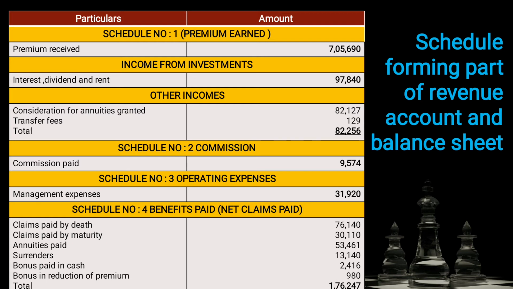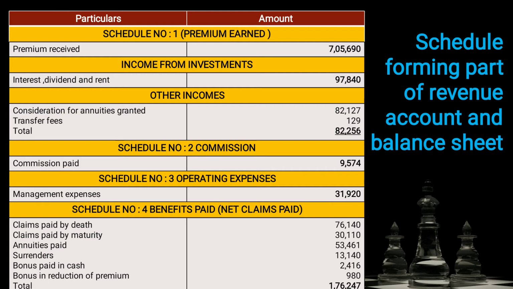And in the question they have given the commission. So always the commission paid is expenses. This must be written on the schedule 2. And then some other expenses will be there in the insurance company. So those expenses also are to be written on the schedule number 3, that is operating expenses. For example, you can see management expenses has been written here, that is 31,920.